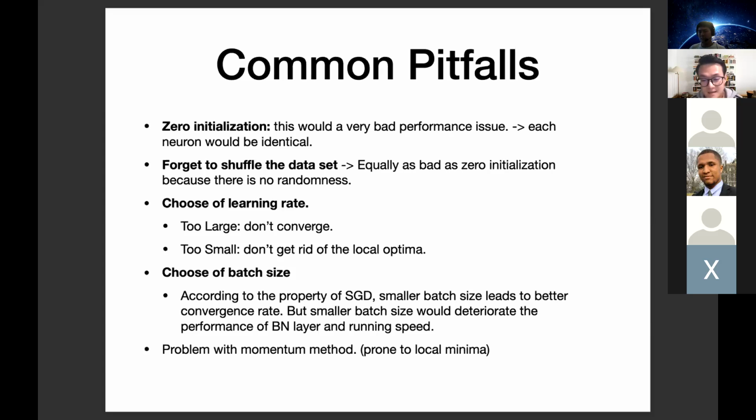But it's not guaranteed that a larger batch size leads to better performance. For the SGD optimizer, a smaller batch size can lead to better performance. So batch size is also a hyperparameter you need to choose. And there are also some problems with the momentum method. It might be prone to local minima.